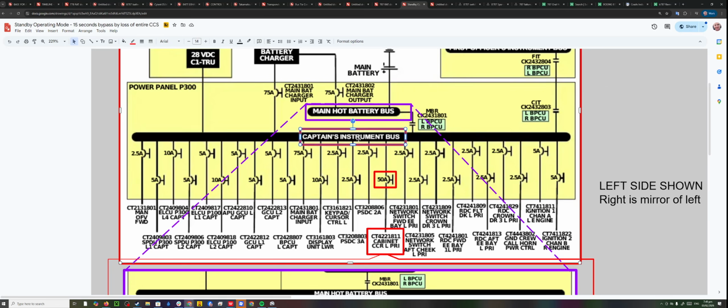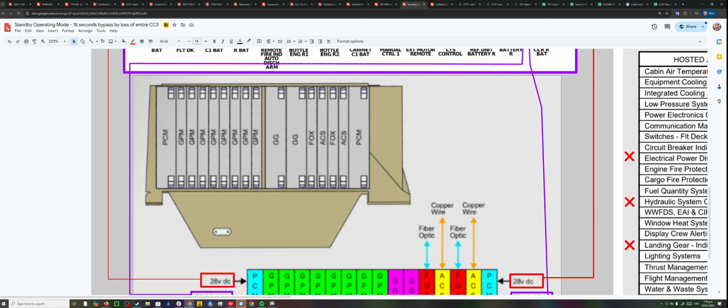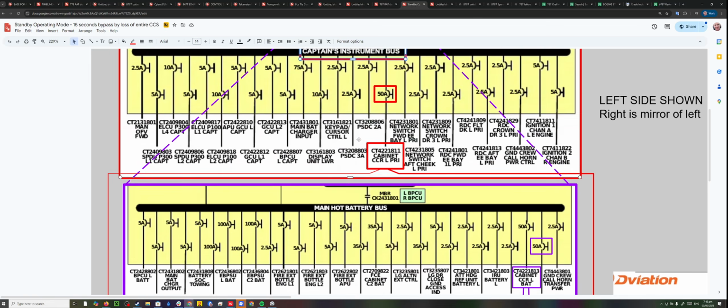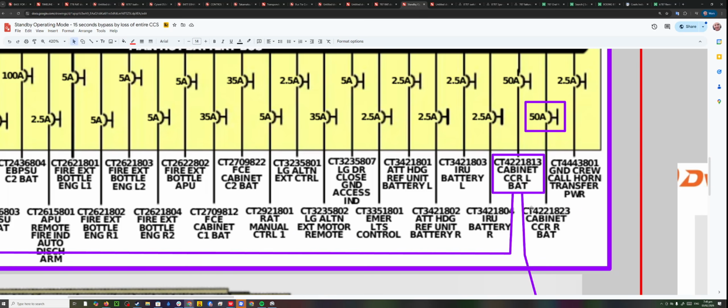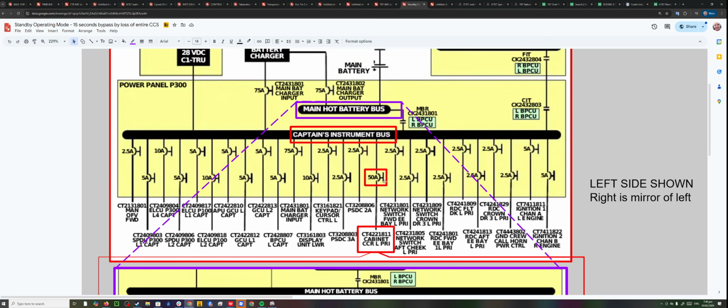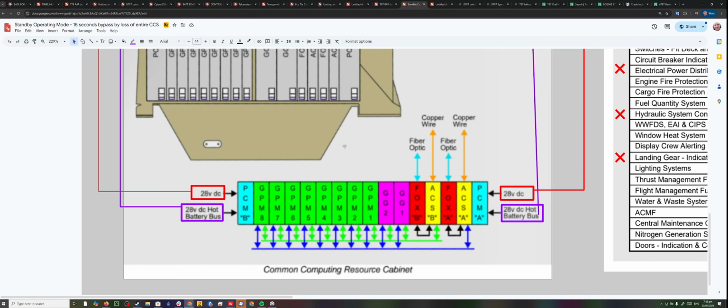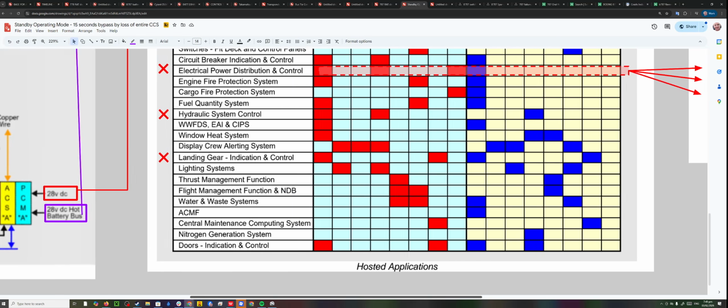The primary is the instrument bus. And guess where the secondary is? It's on the battery bus. So therefore, my failure scenario of losing the main hot battery bus shorting and then that bringing down the captain's instrument bus means your common computing resource cabinet is offline. Oh dear, that's terrible. So what do you lose?